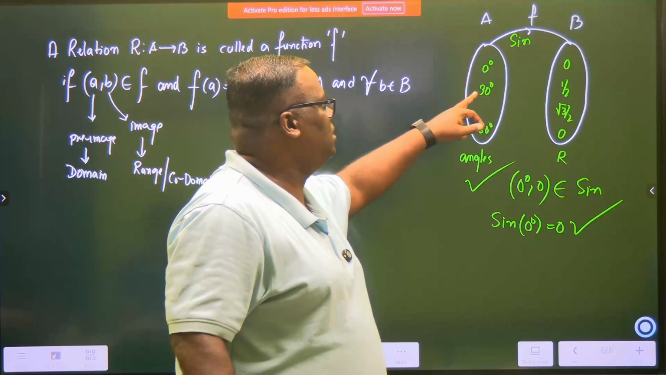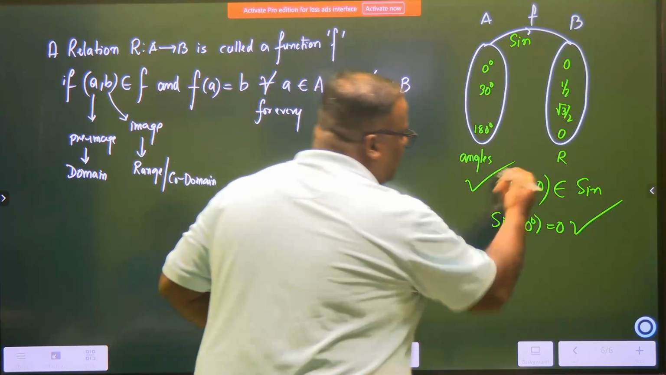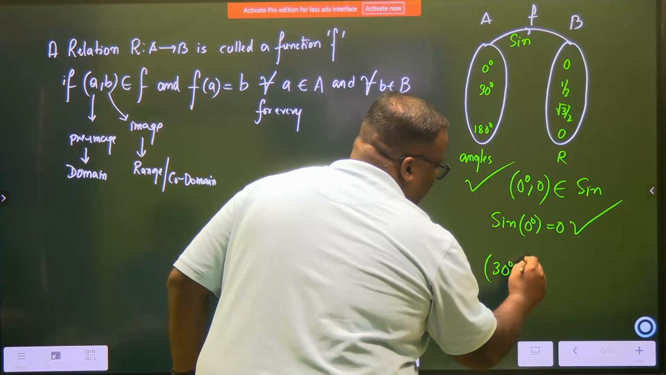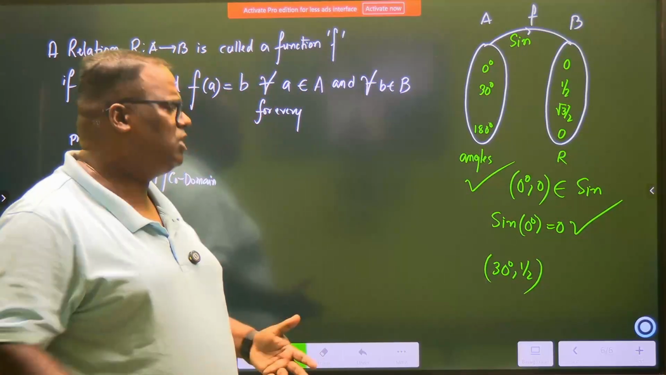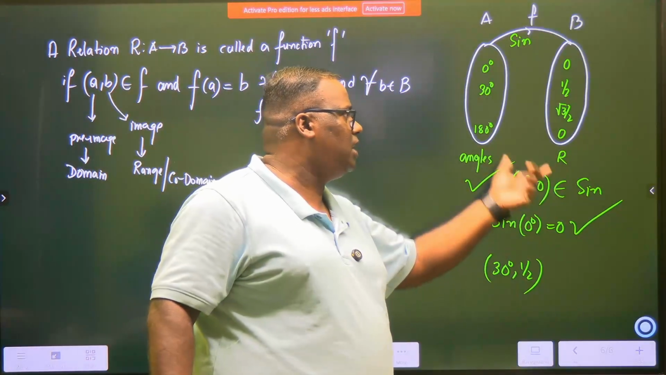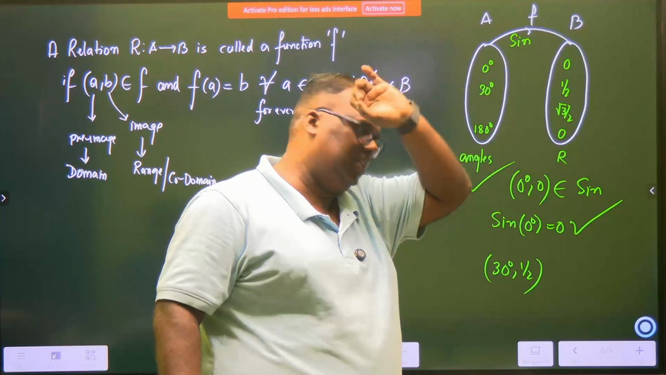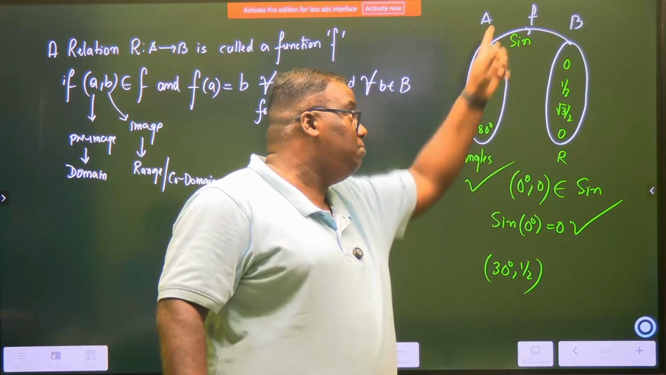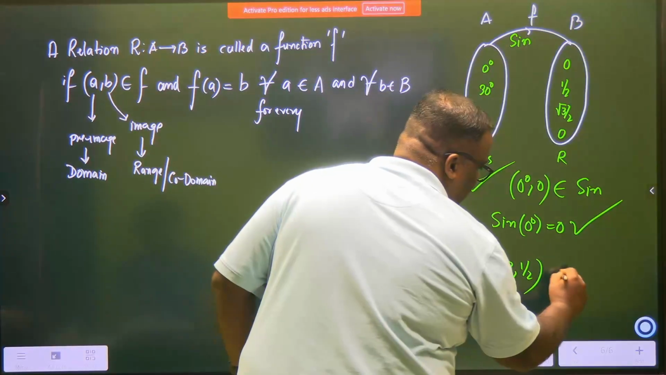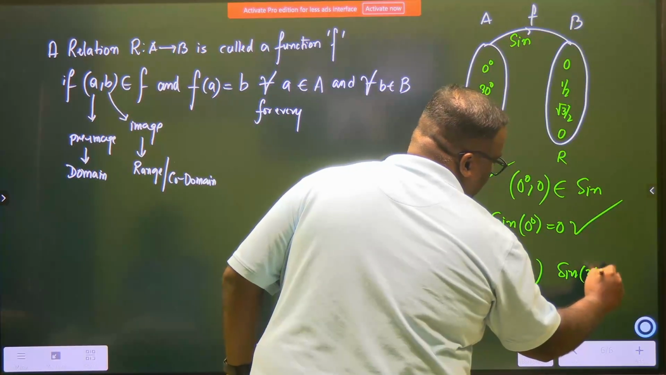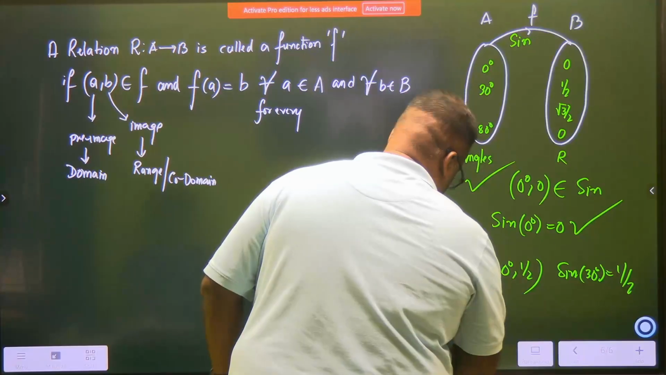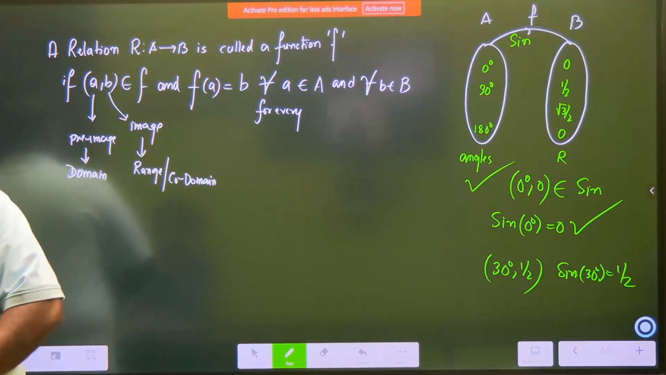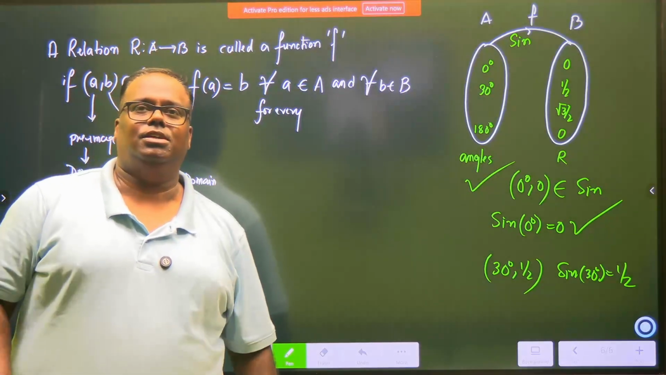Suppose you are picking up another ordered pair, (30, half). Ask yourself, does (30, half) satisfy the sine function? Yes, 30 is present here, half is present here. This ordered pair is possible. Now check if the ordered pair meets the criterion or not. How do you check it? You will check by applying sine 30. Yes, sir, it is satisfying the criterion. Then I would say this is a function. Understood? A little bit?